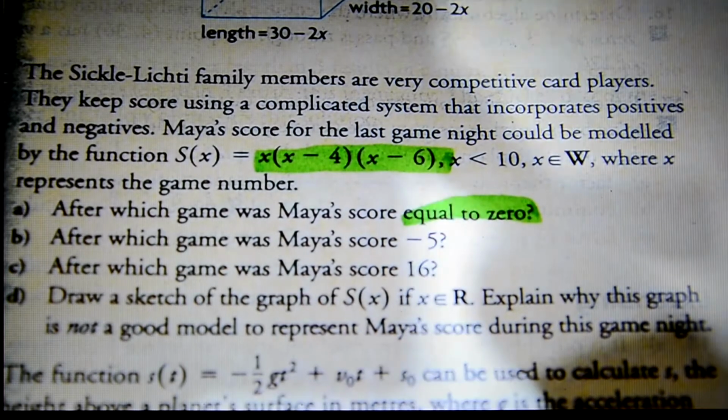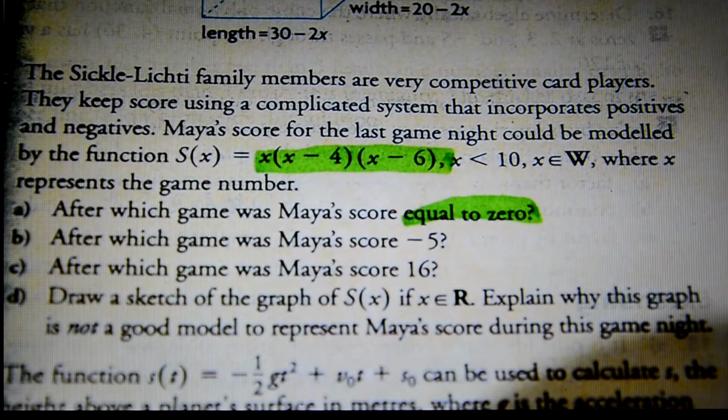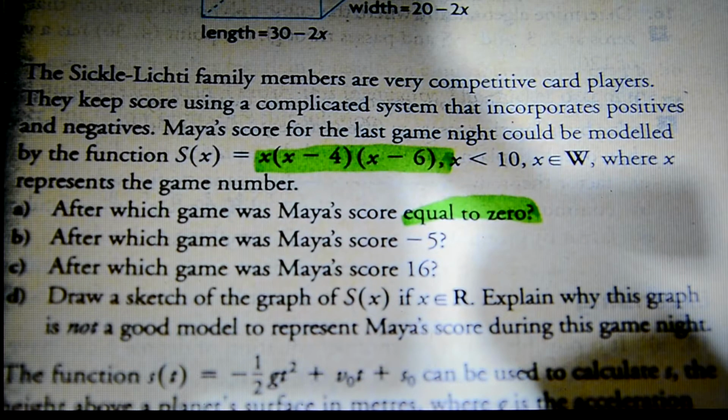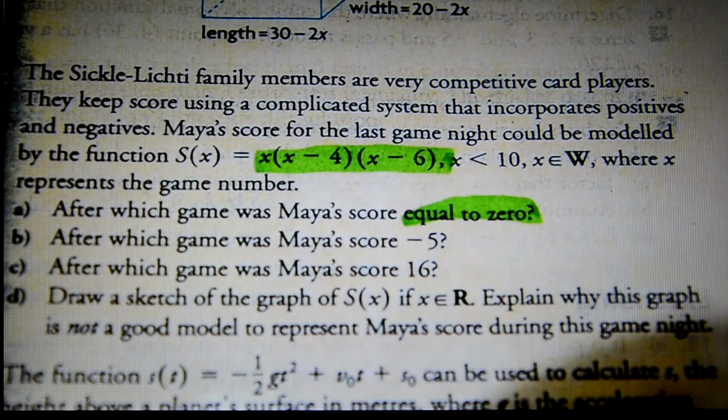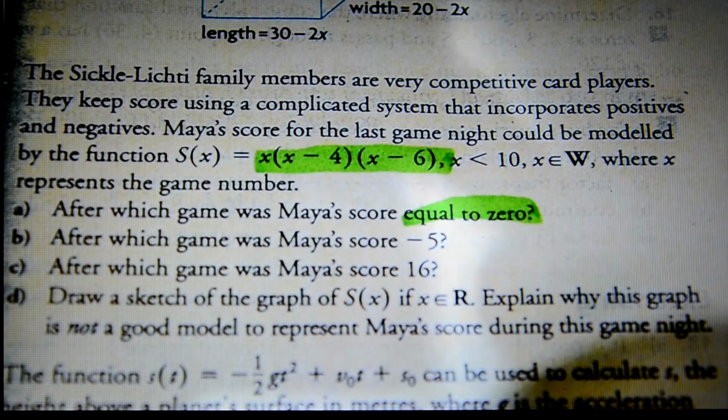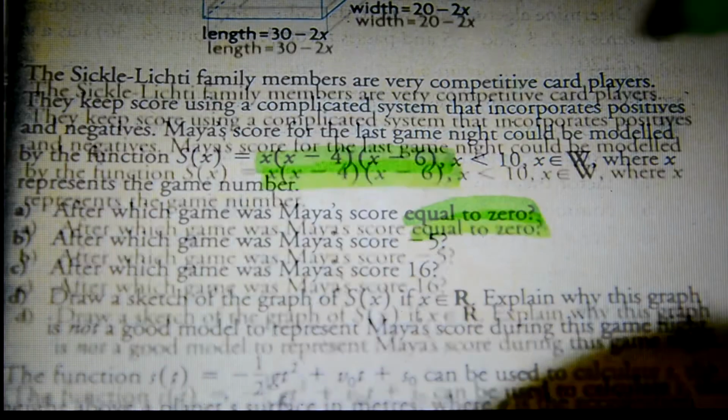Part A of question 11 asks, after which game was Maya's score equal to 0? To answer this question, we must know at which point the cubic function representing Maya's score for the last game night crosses over the x-axis, therefore meaning that it is equal to 0.